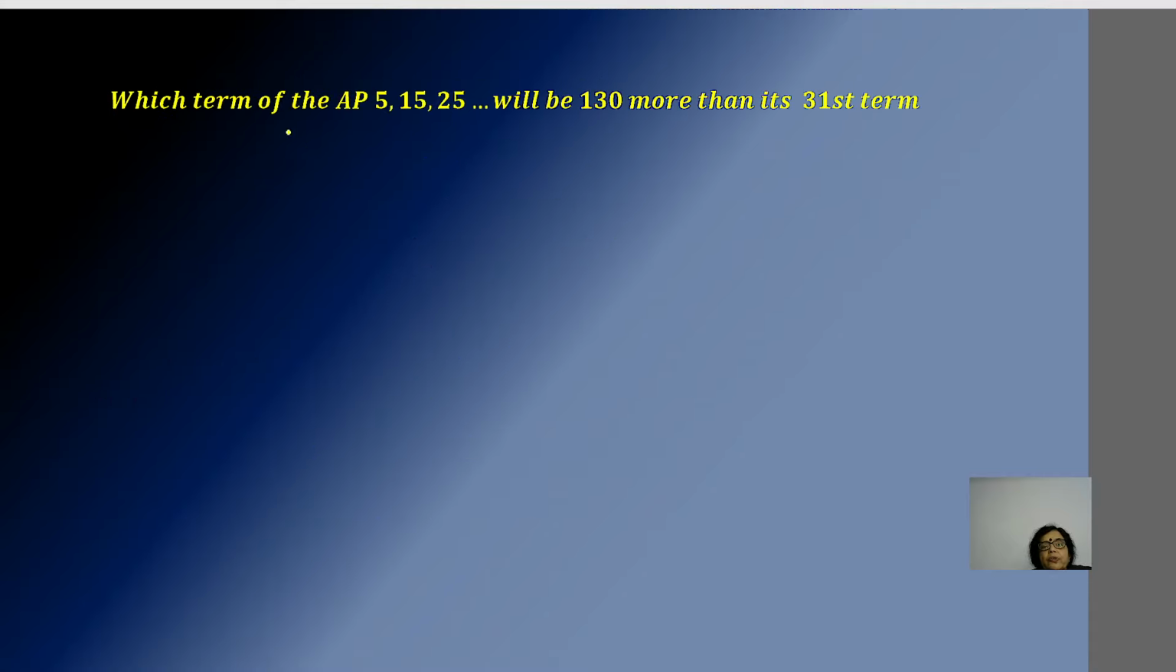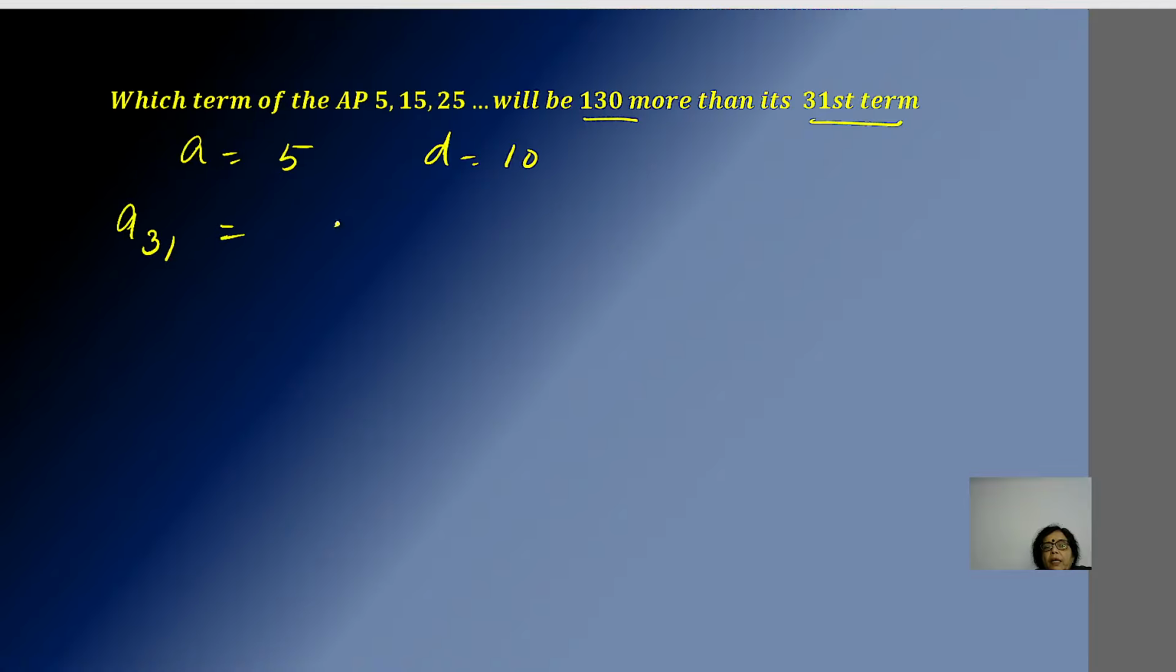Next question is: which term of the AP 5, 15, 25 will be 130 more than its 31st term? So here A is 5, D is 10, and we're asked to find out which term is 130 more than its 31st term. So we'll first find out the 31st term.